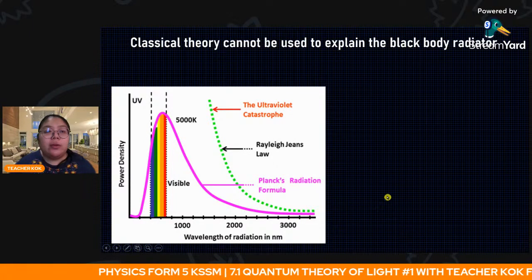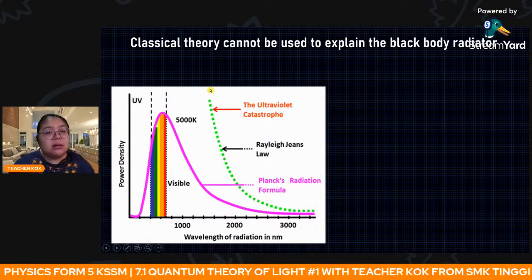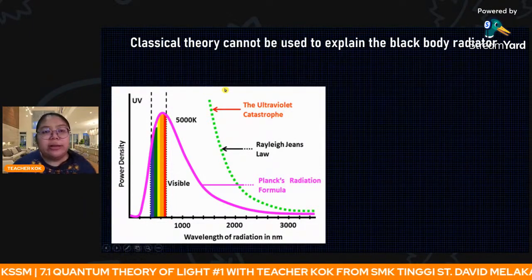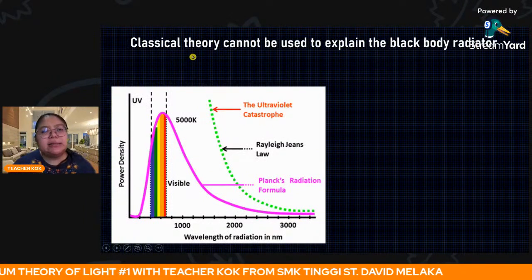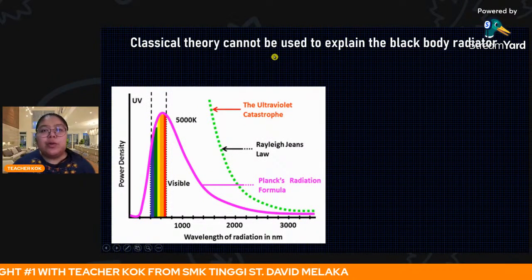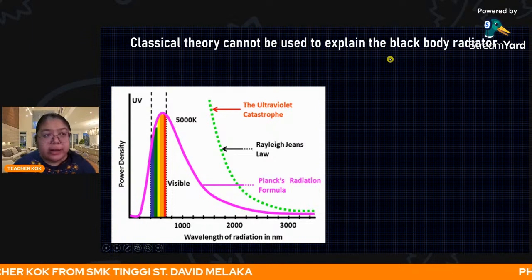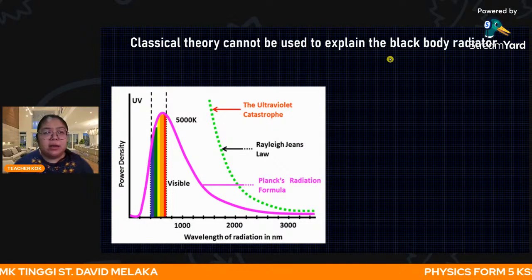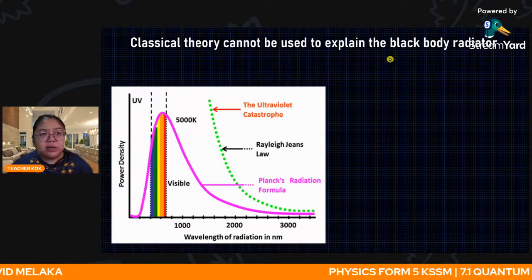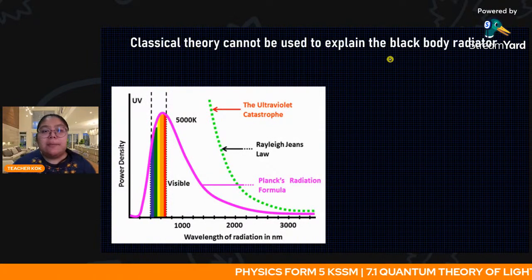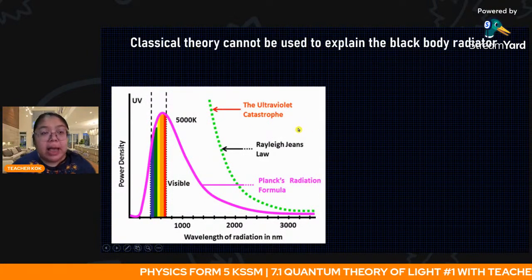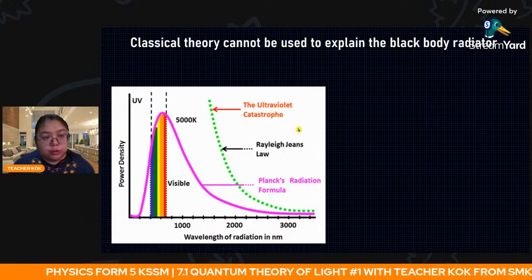Okay, so from here, we're going to see what a classical theory is. Classical theory cannot be used to explain the black body radiator. Okay, you cannot explain the black body when it just absorbs and releases. Okay, but Planck can explain it. So we go through the detail.